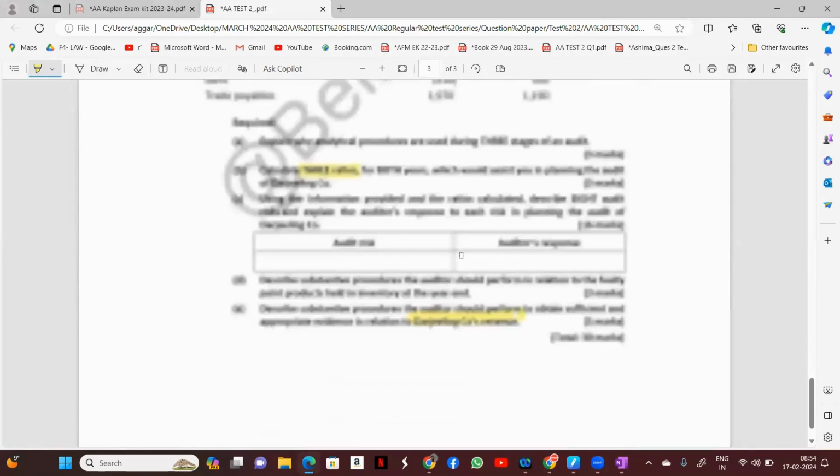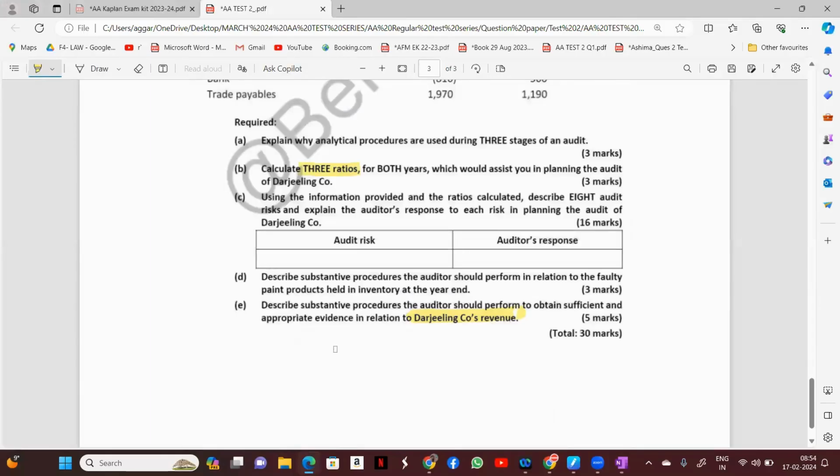Here they're asking you to describe substantive procedures for the auditor to perform to obtain sufficient appropriate evidence in relation to Darjeeling Company's revenue. So here they're talking about revenue. They have not stated any assertion, they have just written revenue. So you can use any assertions that you feel like using.